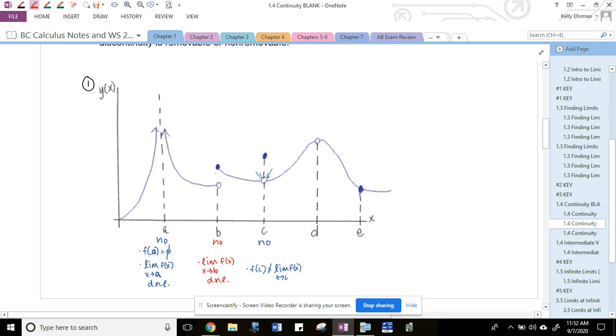At d, we're almost there, not continuous only because that function value is not defined. So if that were filled in, we'd be good to go. So no, not continuous because f of d is not defined. And finally, we get to the last one where yes, this is continuous because f of e exists. The limit as x approaches e exists, and it happens to be the same value as whatever f of e is. Basically, we're all zeroing in on the same point.